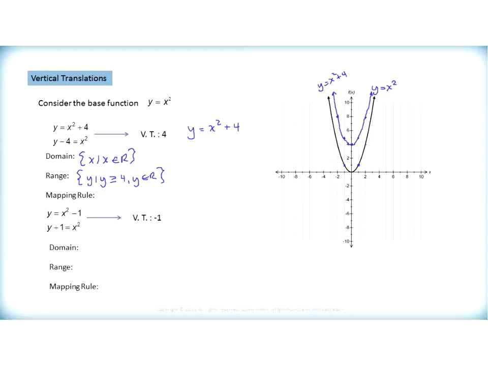There's my range. The mapping rule looks like this. (x, y) maps to. There is no horizontal translation, but there is a vertical translation, and it's y plus 4. Vertical translation of 4 units looks like y plus 4 in the mapping rule. Again, I normally look at it and take the opposite of the equation from here.